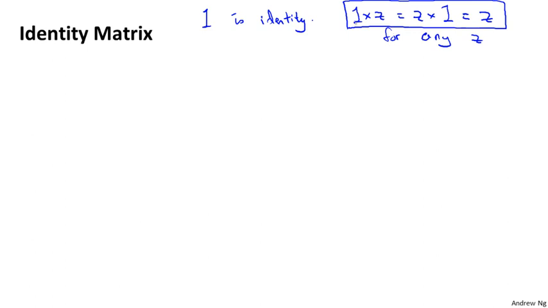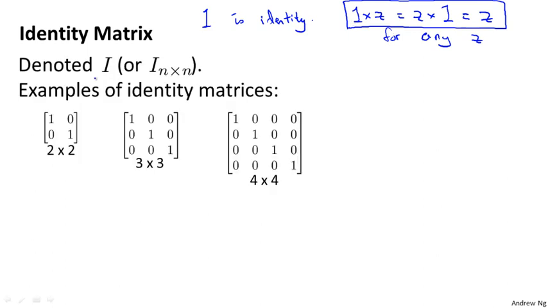It turns out that in the space of matrices, there's an identity matrix as well, and it is usually denoted I, or sometimes we write it as I of n by n when we want to make explicit the dimension. So I subscript n by n is the n by n identity matrix. And so there's a different identity matrix for each dimension n. Here are a few examples. Here's the 2 by 2 identity matrix. Here's the 3 by 3 identity matrix. Here's the 4 by 4 identity matrix.